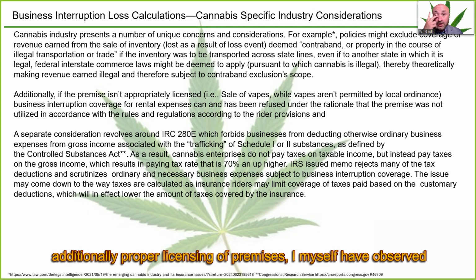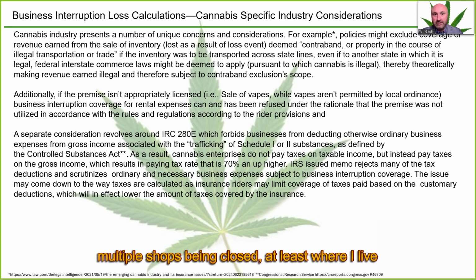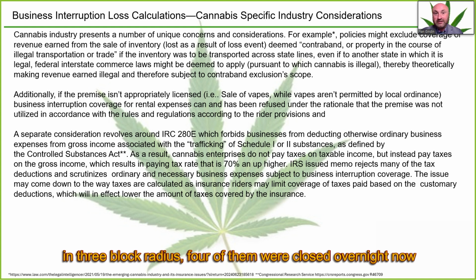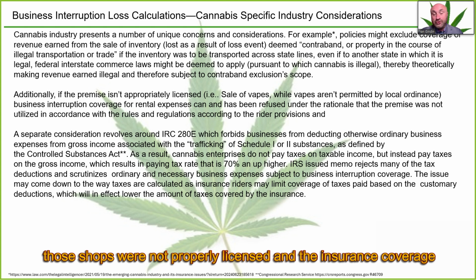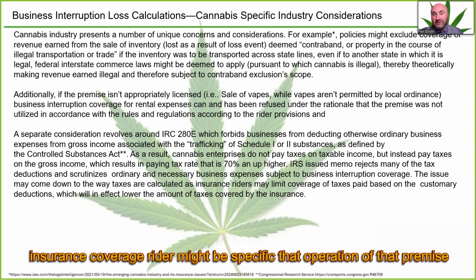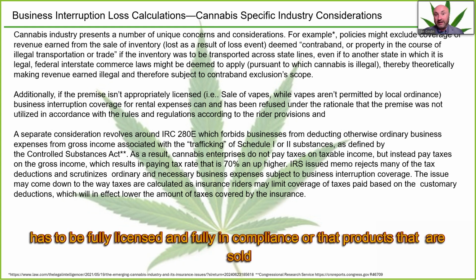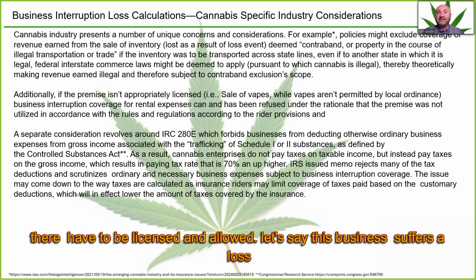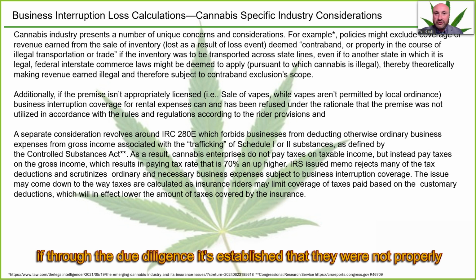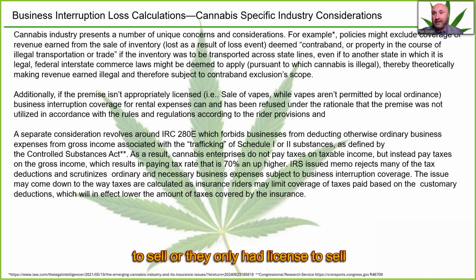Additionally, proper licensing of premises. I myself have observed multiple shops being shuttered, at least where I live. In a three-block radius, four of them were closed overnight. Those shops were not properly licensed, and the insurance coverage, assuming they got a rider, might be specific that operation of that premise has to be fully licensed and fully in compliance, or that products sold there, and we'll go through the example later on, have to be licensed and allowed. Let's say this business suffers a loss, and through due diligence it's established that they were not properly licensed, or they only had a license to sell edibles but not tinctures, and they had a distinct revenue stream for tinctures. Well, that revenue stream will be disallowed and the insurance will not cover it.